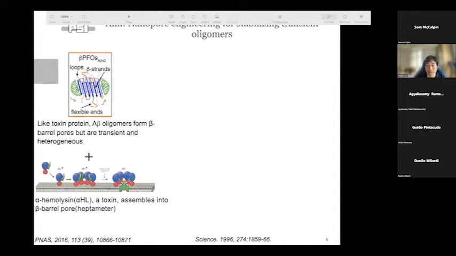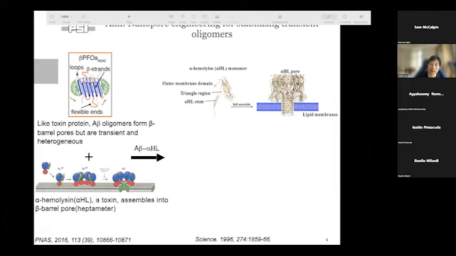Inspired by this model, we would like to engineer amyloid beta helices onto alpha hemolysin. To further illustrate the idea, I would like to use this model. You can see the alpha hemolysin beta stem, linked by a triangle domain, and eventually the extracellular domain. So they can form a very stable nanopore in lipid membranes, which people use for different kinds of sensing.